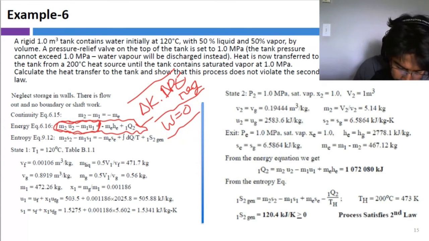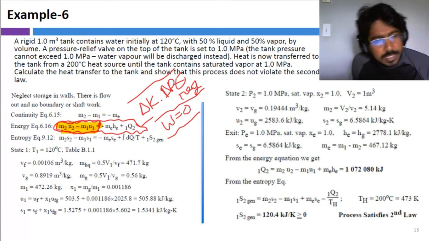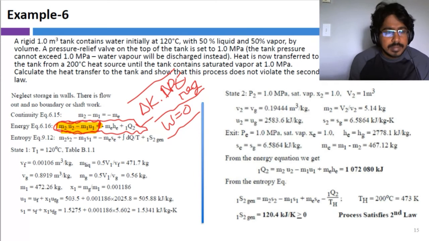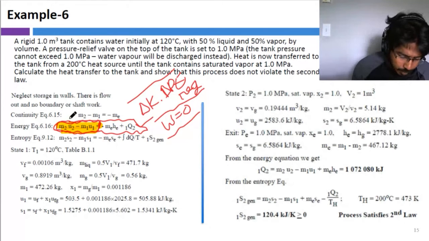So this orange portion was assumed to be 0 in many questions, assuming steady state assumptions. But in this question, it is not 0 because the mass of the system is obviously changing. So we cannot assume steady state assumptions, right? The question asks us to calculate the heat transfer to the tank and show this process does not violate the second law, right?